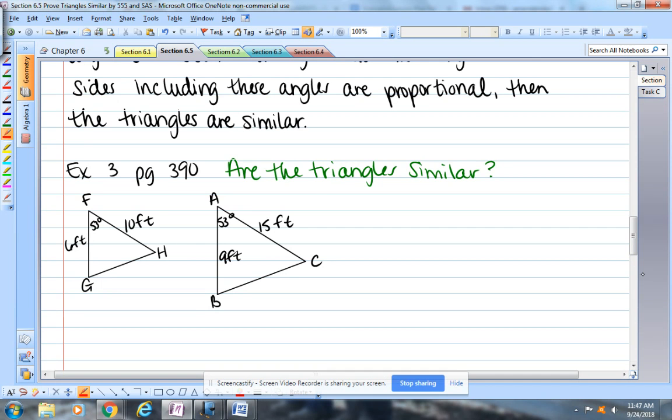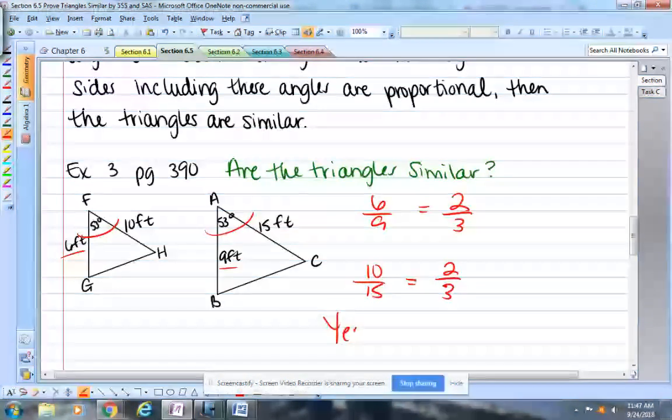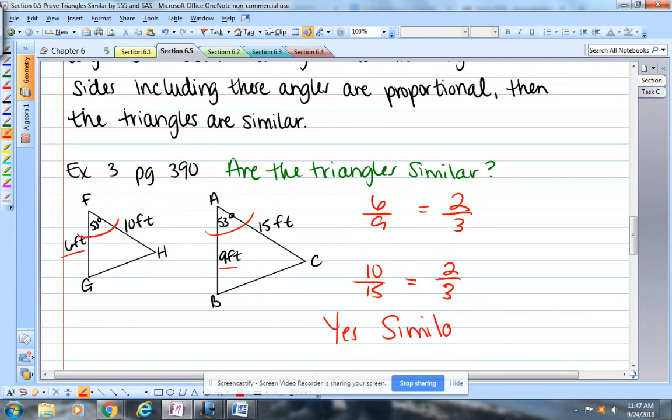So for this one, if we notice angle F and angle A are equal measures, they're both 53 degrees. So those two angles are congruent. So now we just have to check corresponding sides to see if they are proportional. My first pair, I have 6 and 9. So 6 over 9 reduces to 2/3. And then my other pair, I have 10 feet and 15 feet. So 10 over 15 also reduces to 2/3. And since those are equal ratios, then we can say, yes, they're similar because of the side angle side theorem. Because the angle is between the two proportional sides.